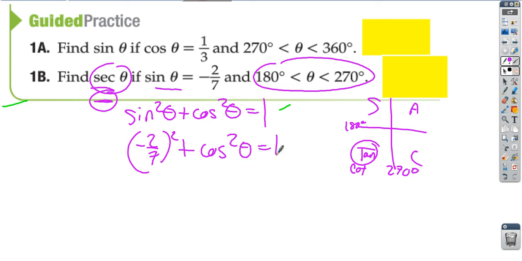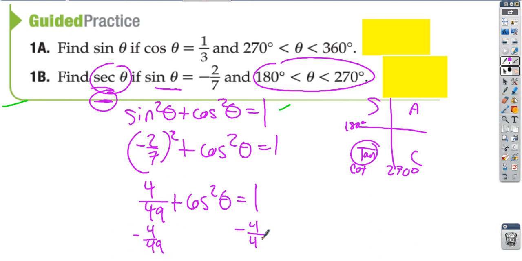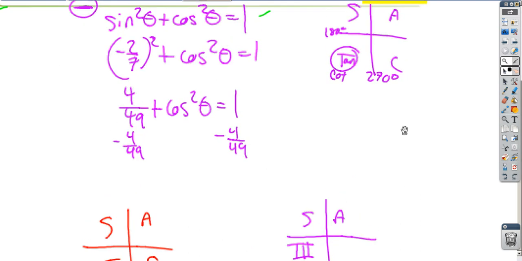And this is going to be equal to 1. Now we'll simplify. Negative 2/7 times negative 2/7 is 4 over 49 plus cos squared, and that's equal to 1. We'll subtract 4 over 49 from both sides. And 1 as a fraction would be 49 over 49.